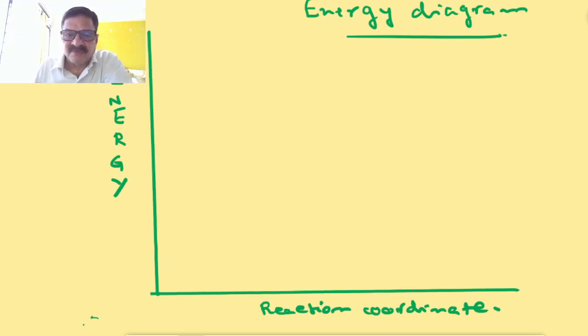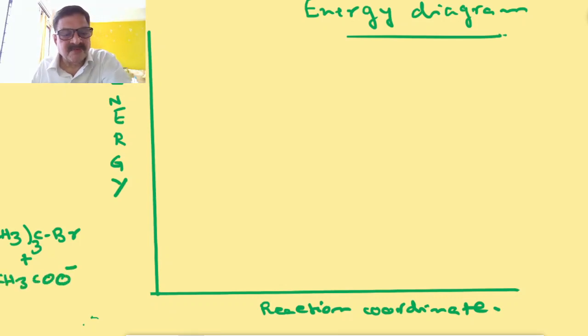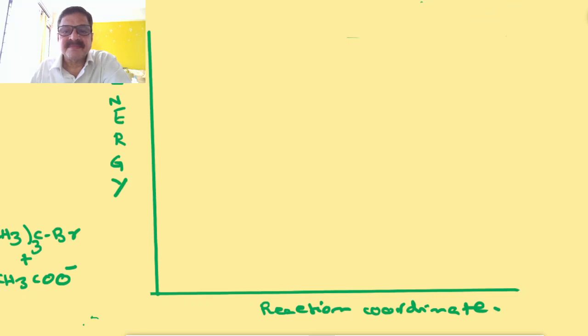So let us see how the reaction proceeds here. This is the reaction of the alkyl halide we have taken, CH3 thrice CBr, reacting with the acetate anion, CH3CO2 minus. So this is the SN1 reaction. We are just seeing how the energy diagram for an SN1 mechanism will look. The reaction starts from here. We have the reactant here, that is the alkyl halide.